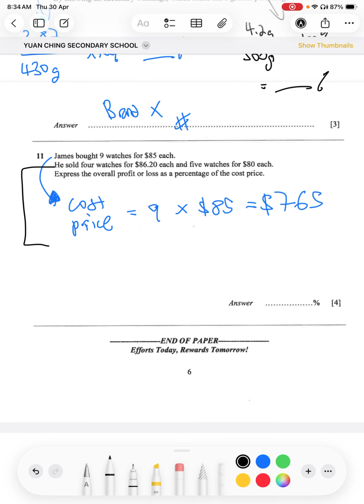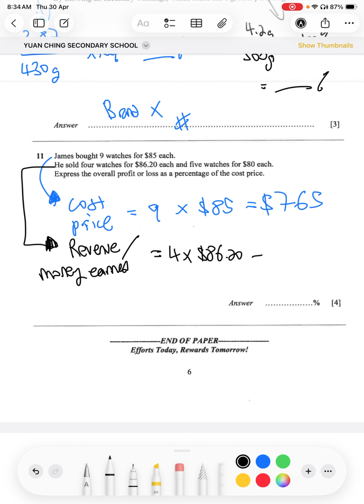He sold 4 watches for $86.20 each and 5 watches for $80 each. This is called what? This is called his revenue or the money earned. The money that he earned should be 4 times $86.20 plus the 5 watches, then you get the money that he got.